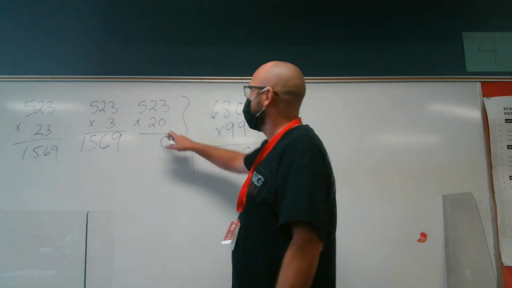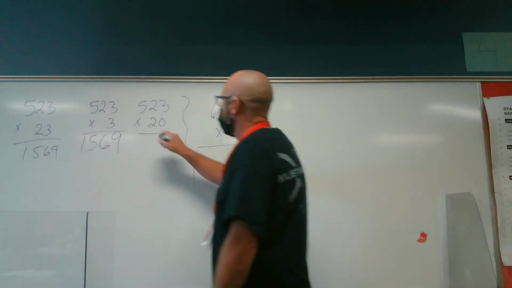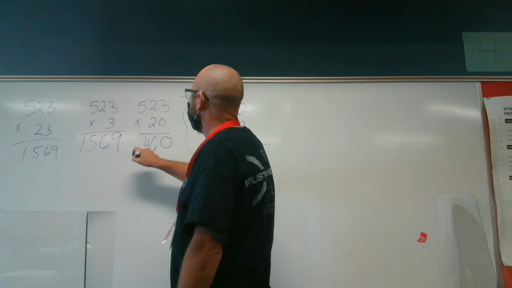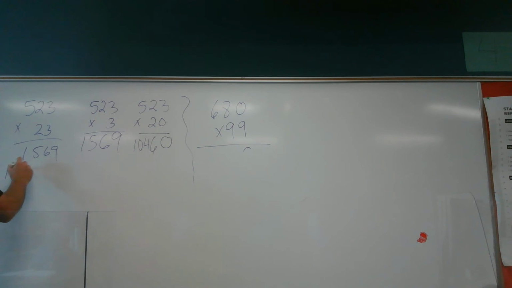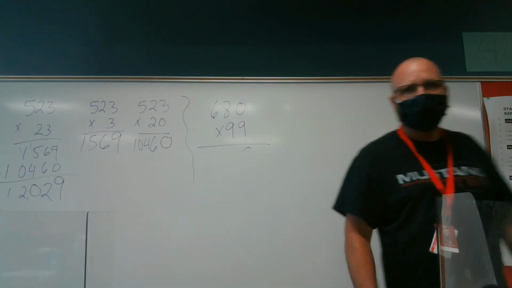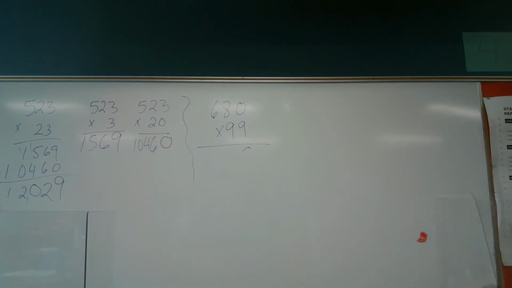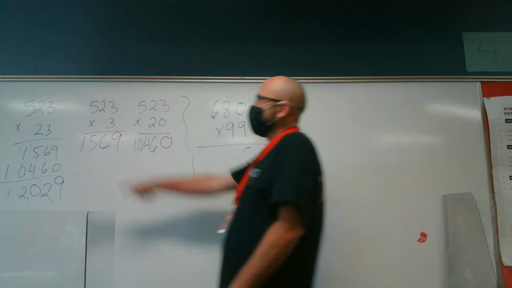Then I just have to multiply by 2. 2 times 3 is? 6. 2 times 2? 4. 2 times 5? 10. Then I add those 2 products together. And I would get 12,029 if I did my math right. I got it right. But again, if you can multiply by 2 and you can multiply by 3, this problem's easy.